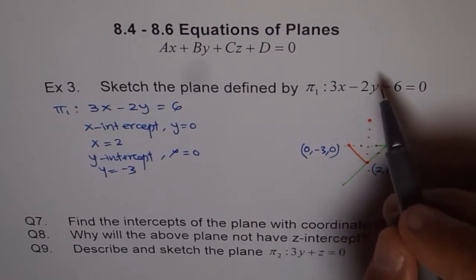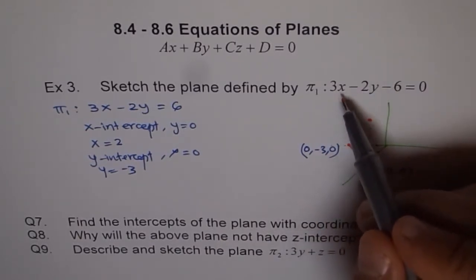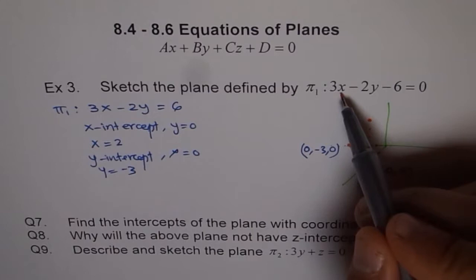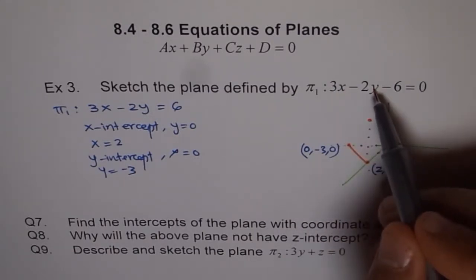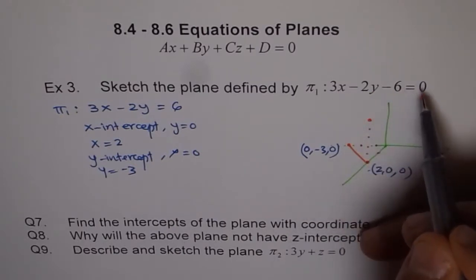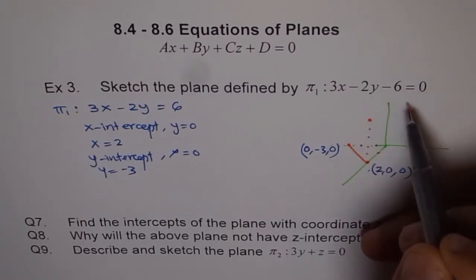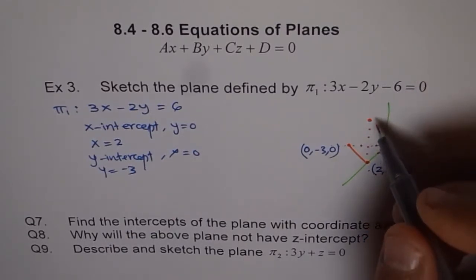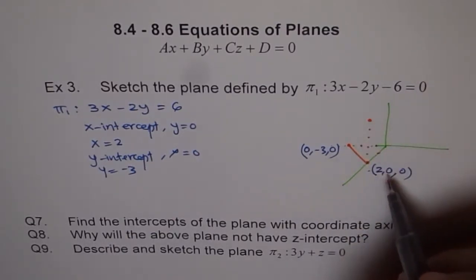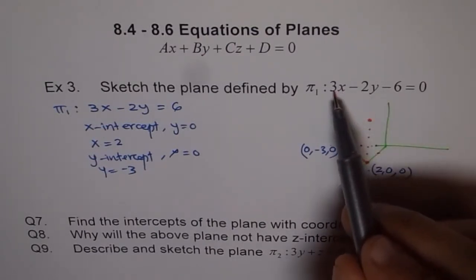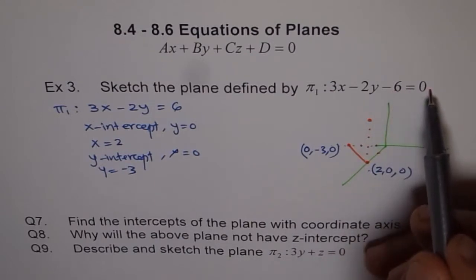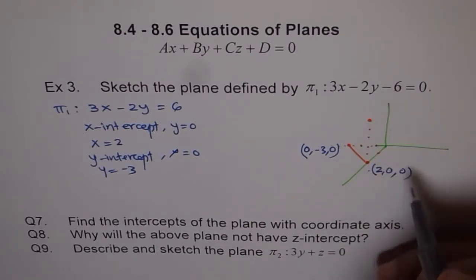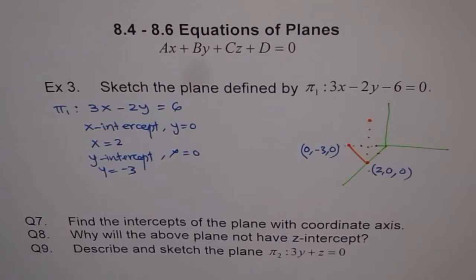Let's check it out. If I put 2 here for x, it becomes 2 times 3 is 6, and minus 2 times 0 is 0. 6 minus 6 is 0. It satisfies the equation. Do you see that? It works. So 2, 0, 5 works for us. Even if I write 2, 0, 6, 2 times 3 is 6, 6 minus 6 is 0. So any value of z works for us, right?